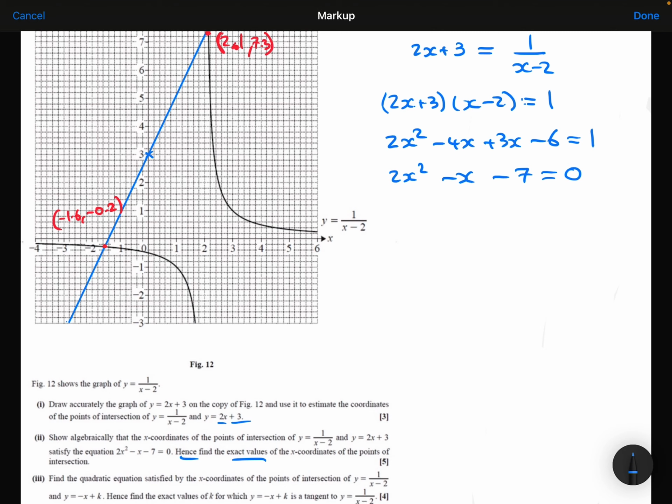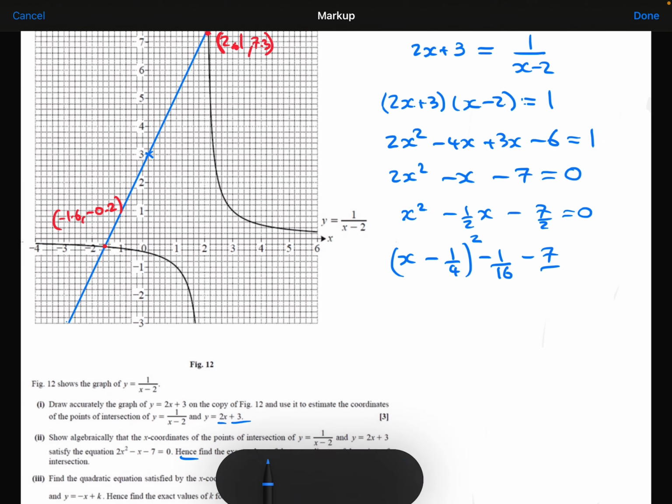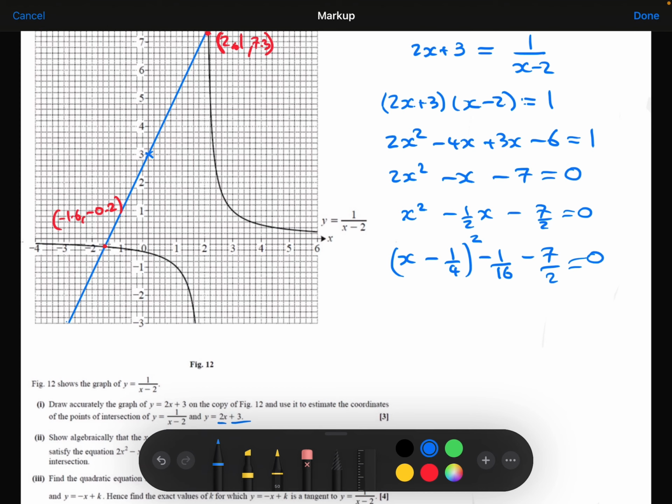To solve this, I'm going to complete the square. So I'm going to divide through by 2 first of all. I'm then going to complete the square. So I'm going to halve the coefficient of the x term, take away that number squared, take away a quarter squared, minus the 7 over 2 is equal to 0.